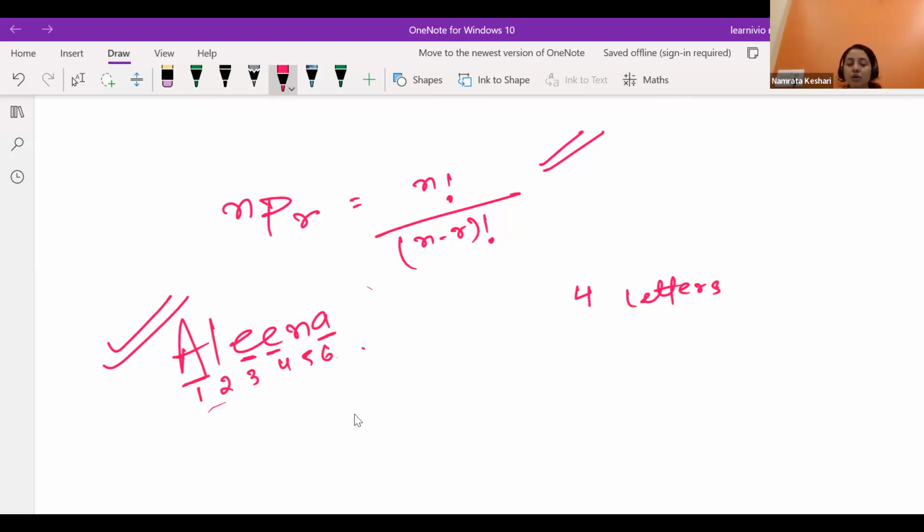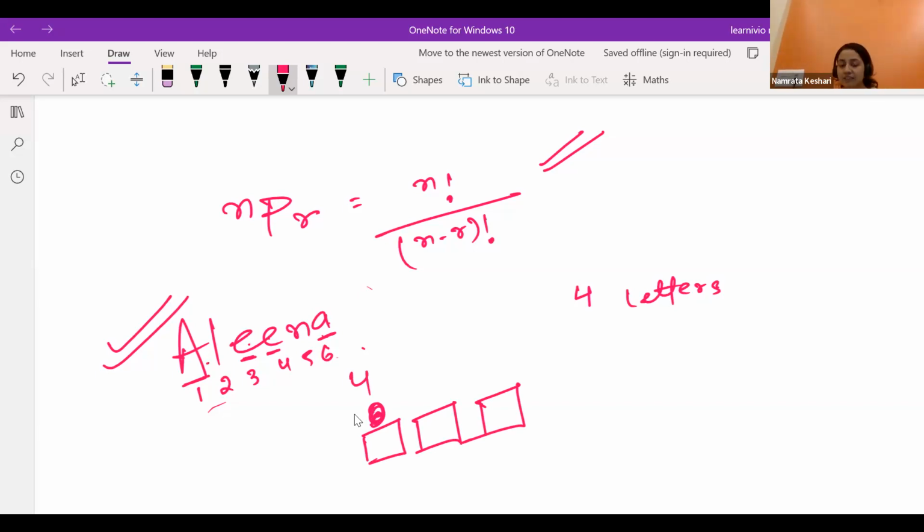Suppose we are having a word, a name, Alina. A name we are having, Alina. And we have to make three-letter words. From this all we can take any three. Okay. So for the first one, are we going to say six possibilities there? Or we are going to say that A and A, that is one, E and E, that is one, and L and N. Four possibilities there. What are we going to think?